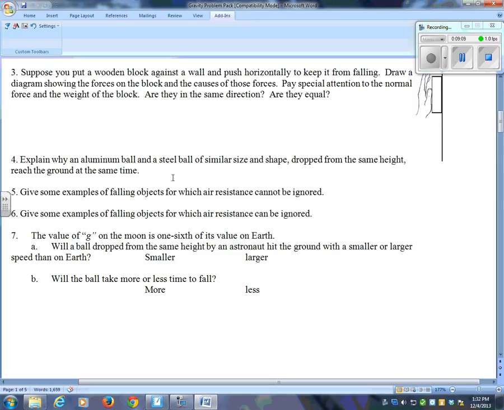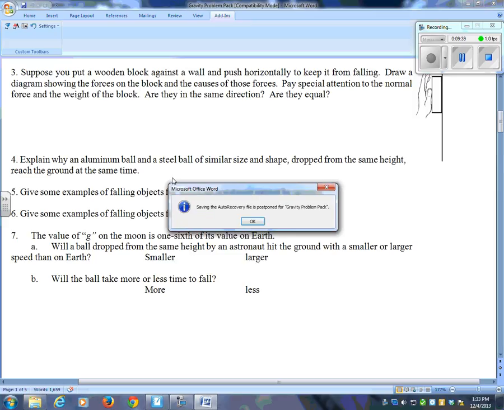Give some examples of falling objects for which air resistance cannot be ignored. What are some things where you must include air resistance? Paper, ping pong balls, coffee filters, a person with a parachute, exactly. Anything that has a relatively large surface area to mass ratio. A piano, if you drop that out of an airplane, would we have to worry about air resistance a whole lot? It's pretty heavy. The surface area is big, but its heaviness overcomes its surface area.